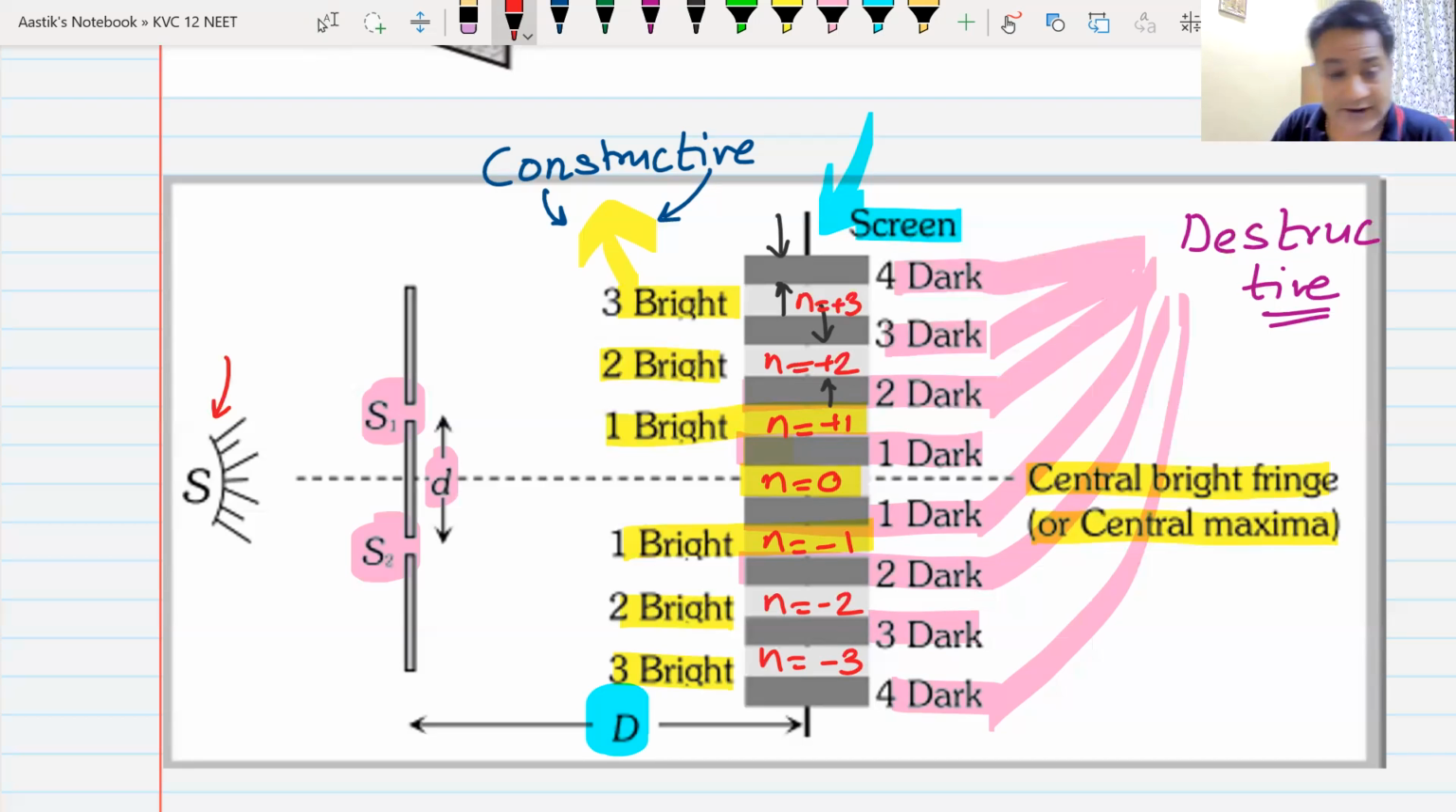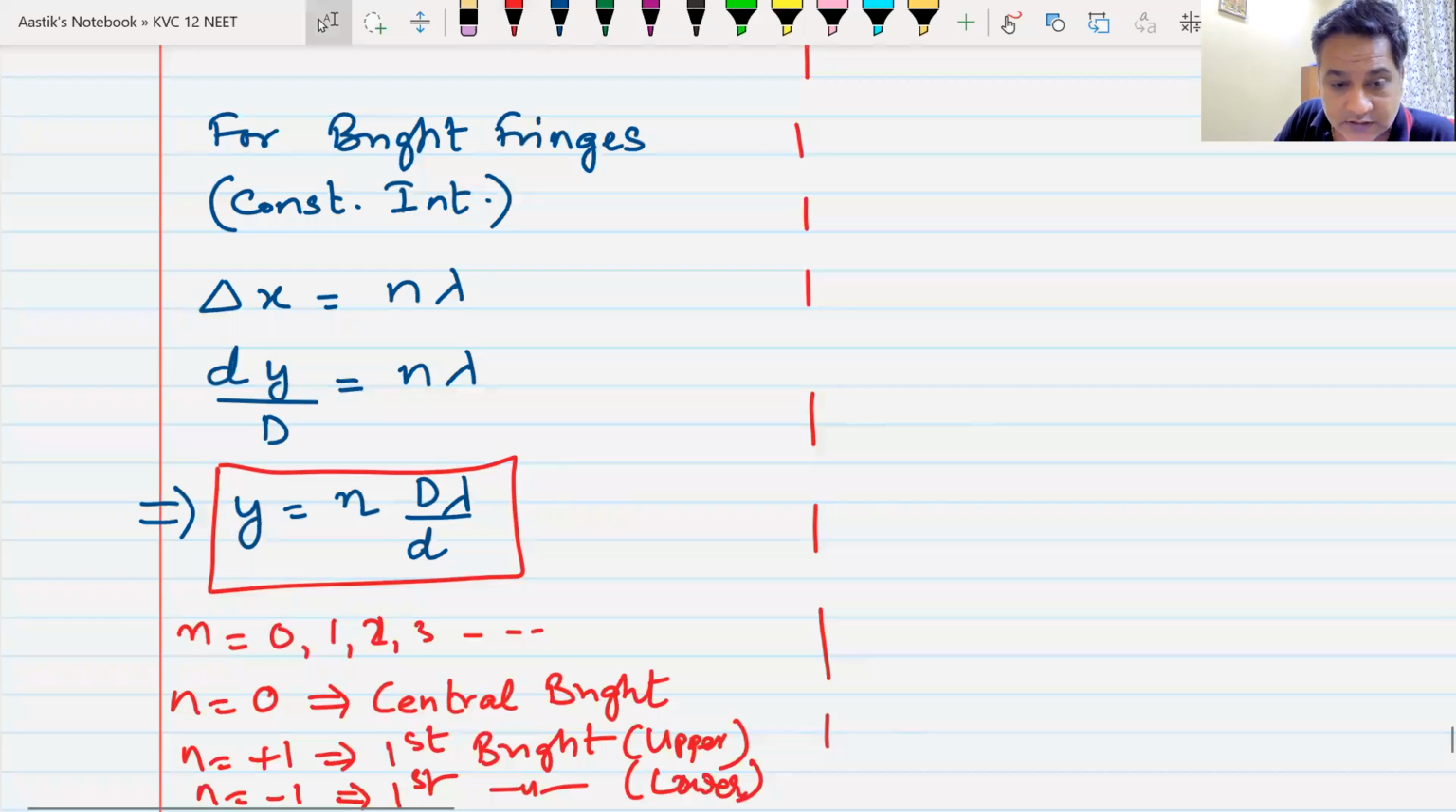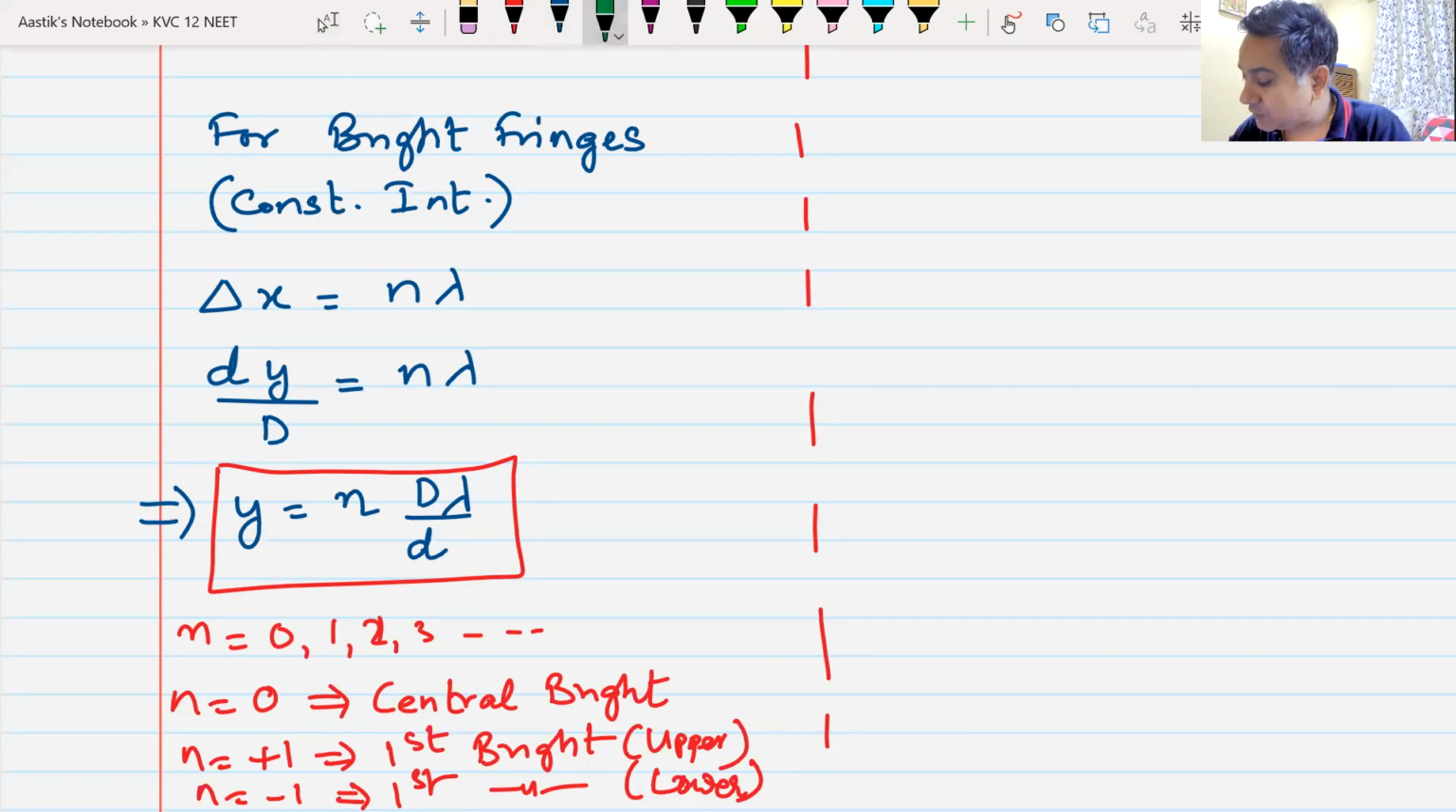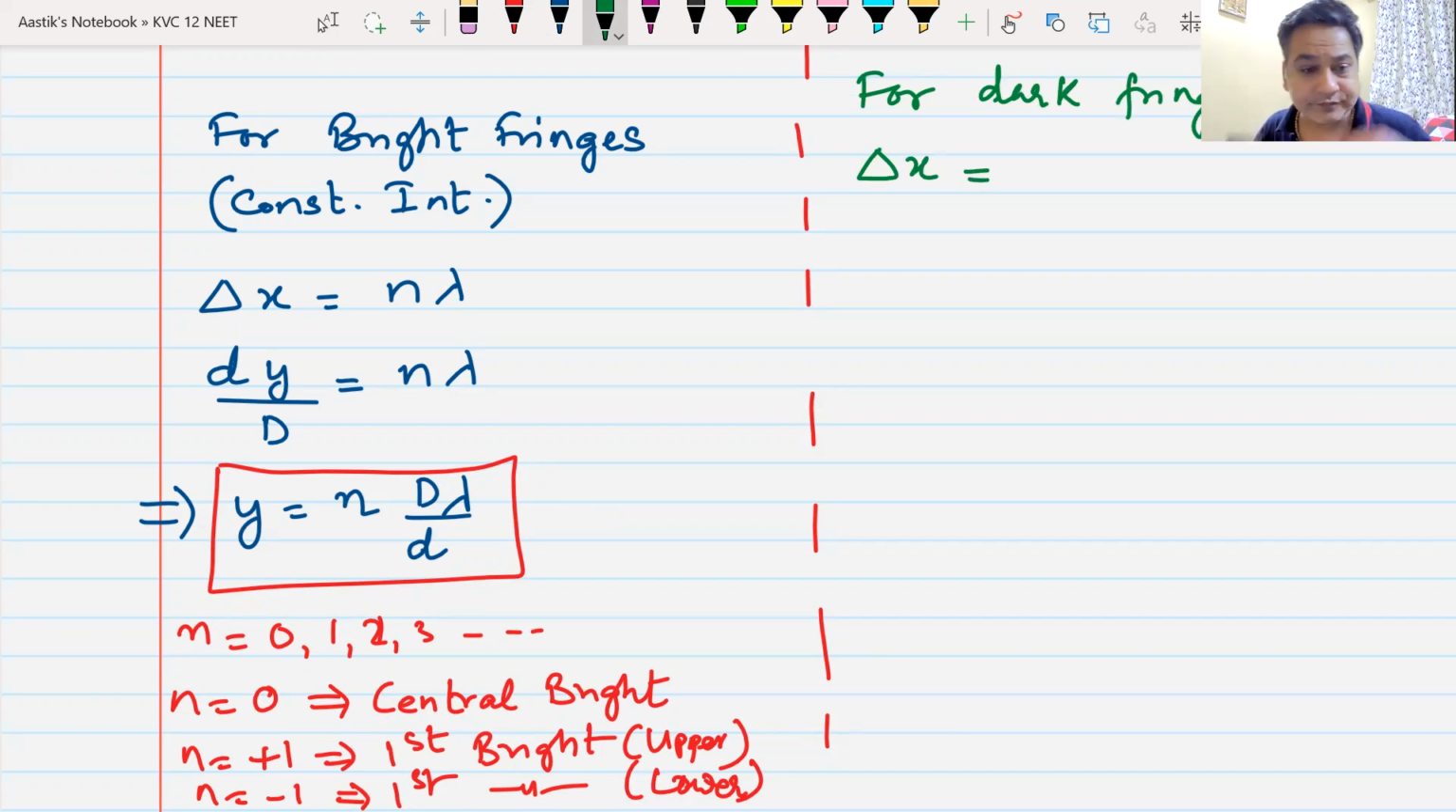Let us go back and see what happens with the dark fringes. The same thing happens with the dark fringes, my dear friend. There are no prizes for getting this one. For dark fringes, let me use a different color. Tell me, for dark fringes what will happen? Dark fringes means destructive interference. What should my delta x be equal to?